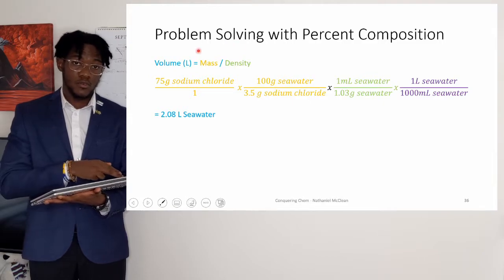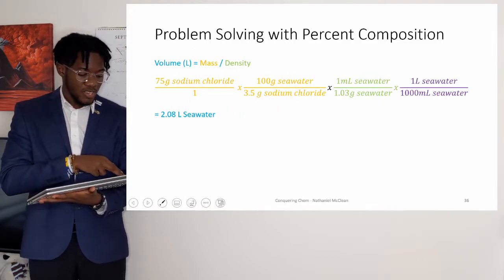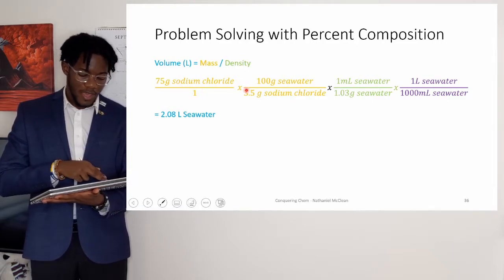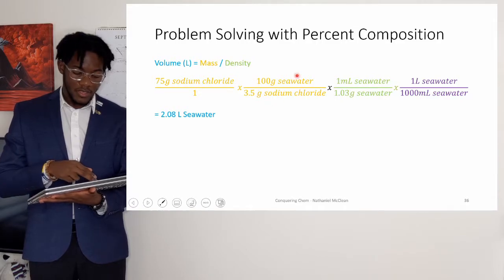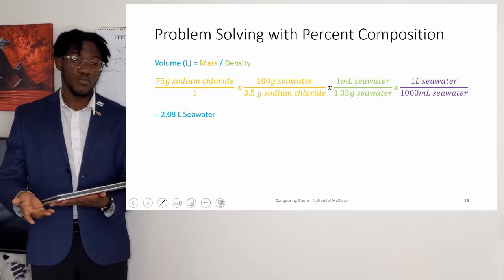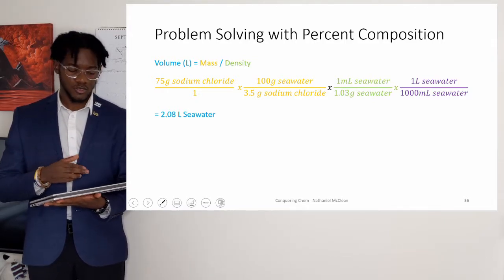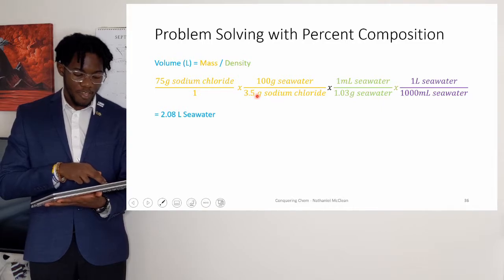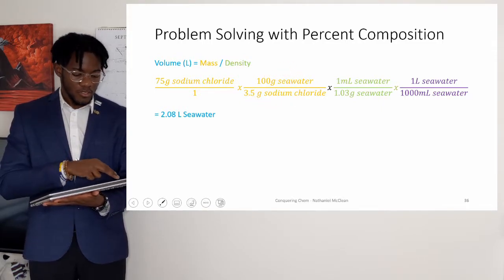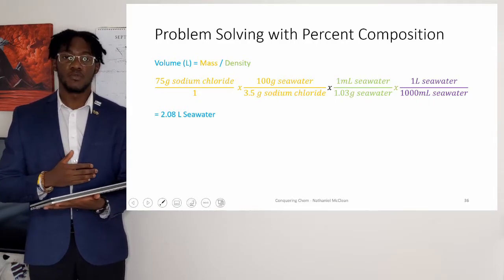Our yellow shows how we find the mass of seawater that is necessary. So knowing that we need 75 grams of sodium chloride, we multiply that by the percent composition of the seawater, which we know is 3.5%. Remember that a 3.5% salt water solution means that we have 3.5 grams for every 100 grams of seawater. So when we multiply these together, we would get how much mass of water would be needed.